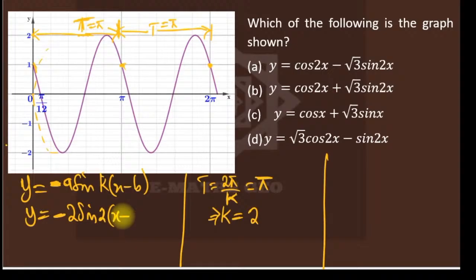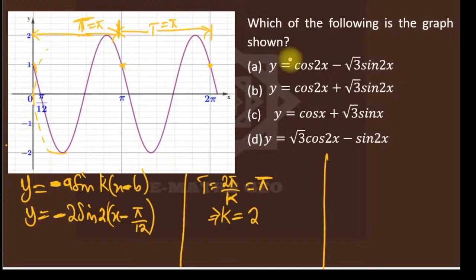x minus. Shifting to the right is minus. Shifting to the left is plus. So that's why I have minus. And how many did we shift? We shifted pi over 12 units. As you can see, assuming it were the original graph, it would start from 0, but it started from pi over 12. So that's the shift from here to here. That's the phase angle, which is pi over 12. So which of the options?